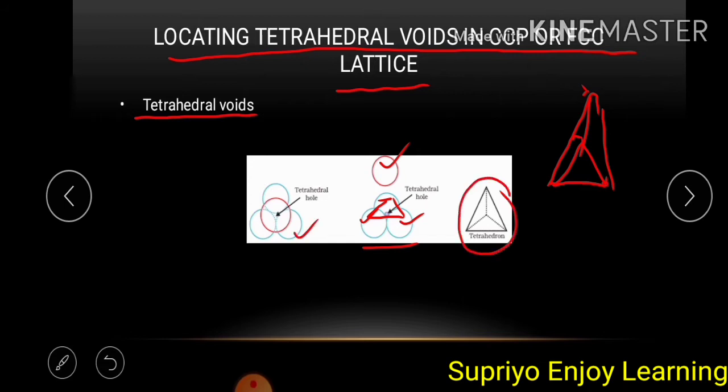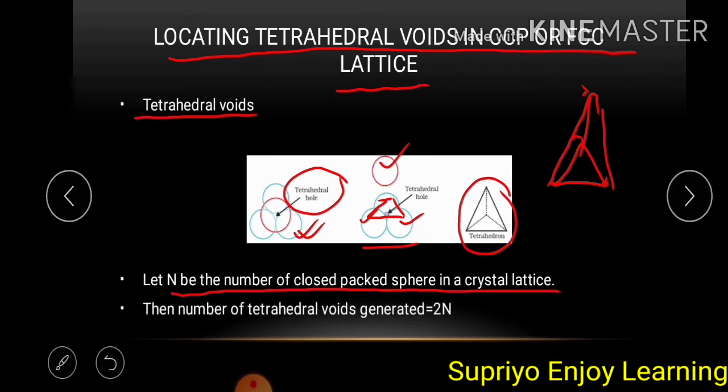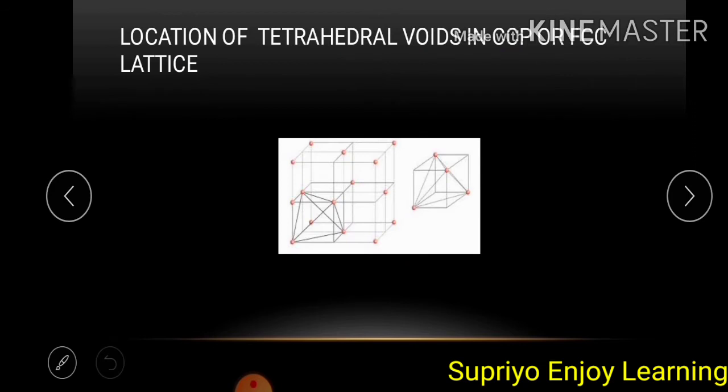Three spheres are in the same plane and one sphere from second layer is placed above the triangular voids and it forms tetrahedral voids. If we take that n be the number of closed packed spheres in a crystal lattice, then total number of tetrahedral voids in a crystal lattice will be twice n. Let's see locations of tetrahedral voids in cubic closed pack or FCC lattice.